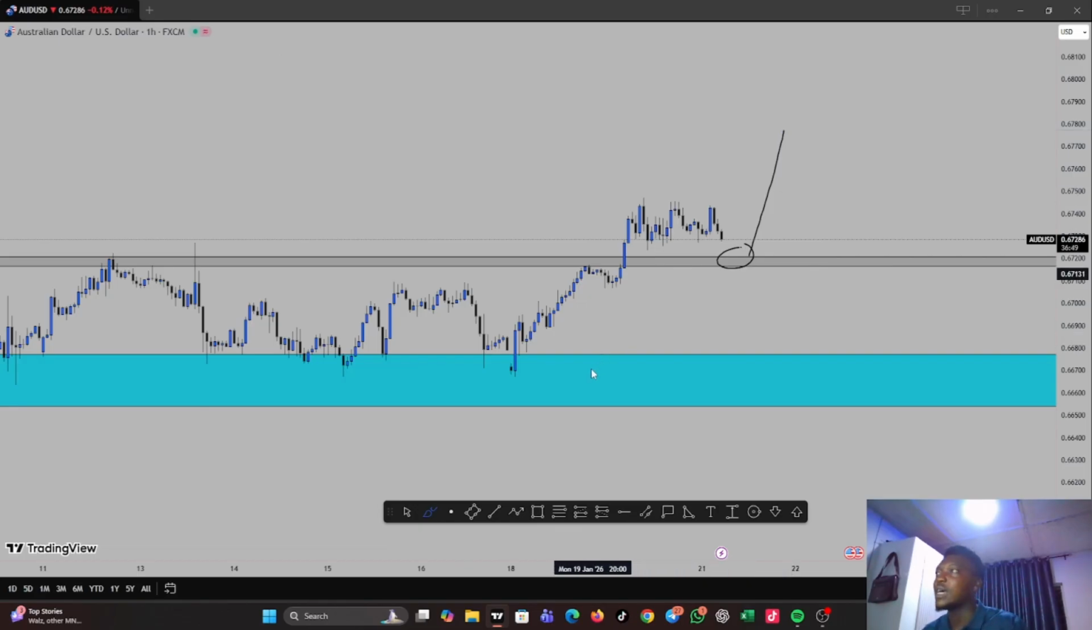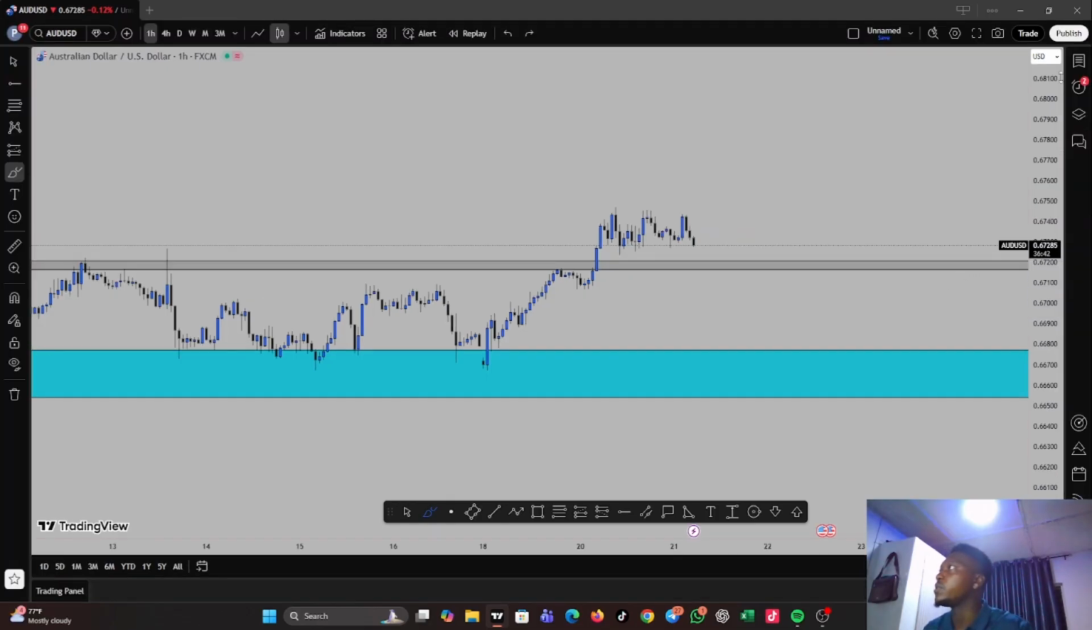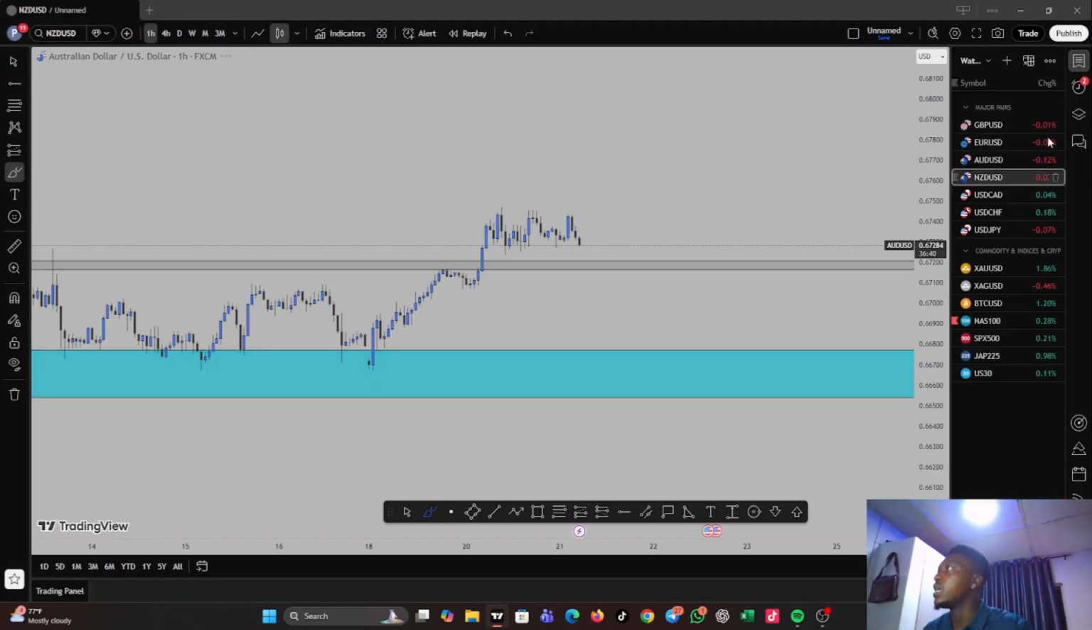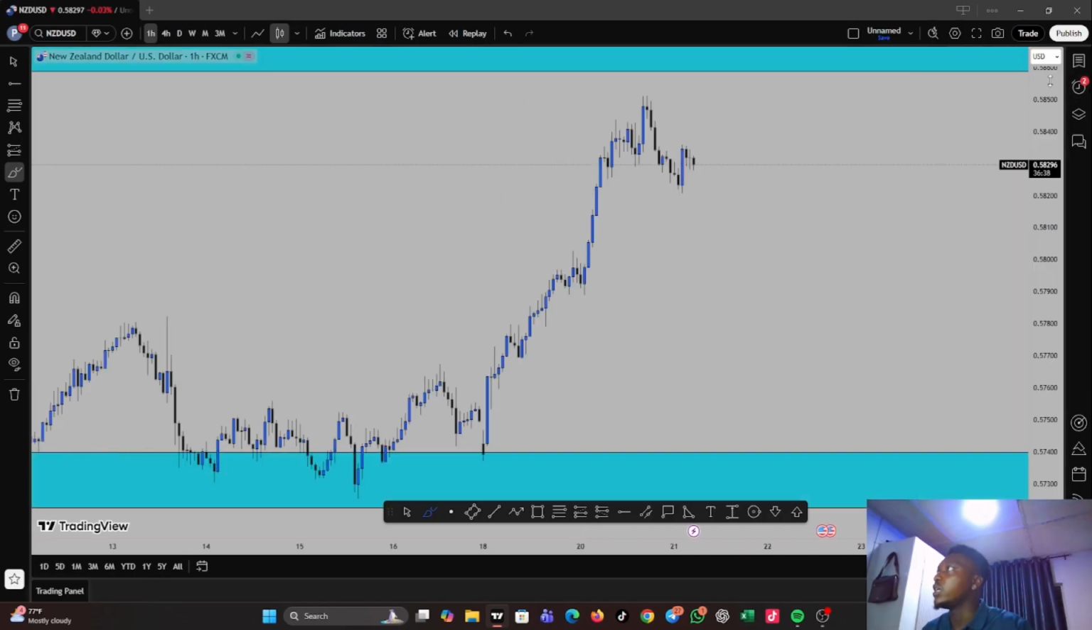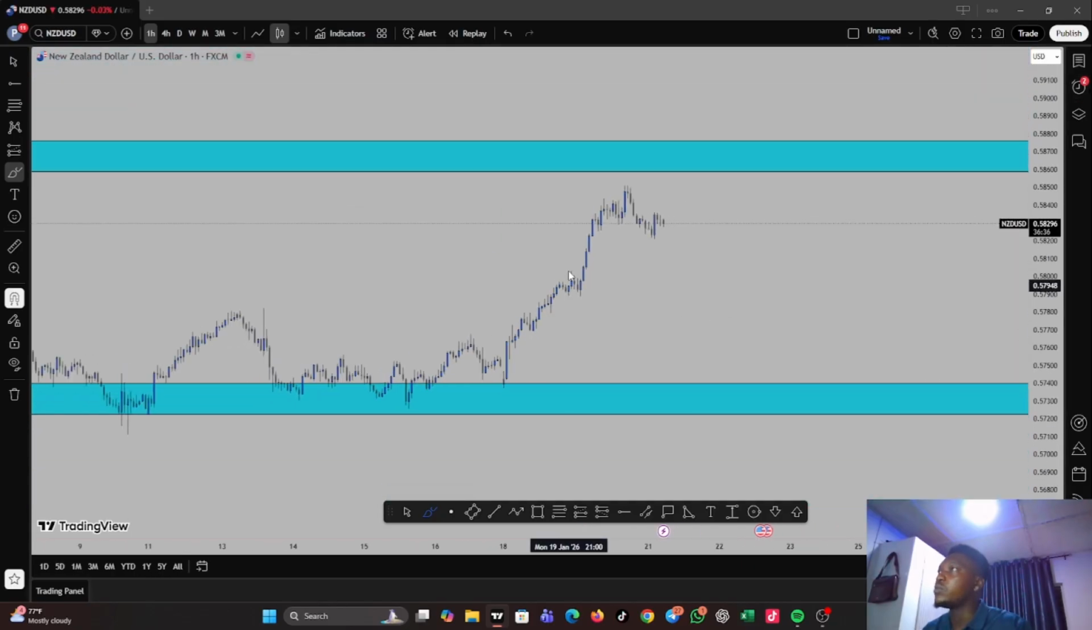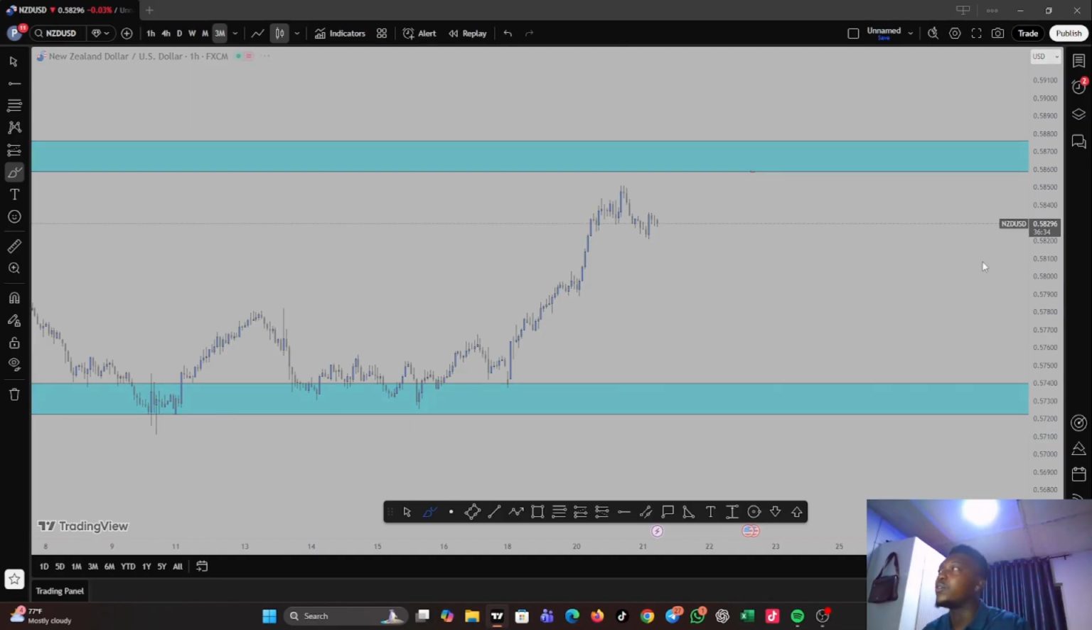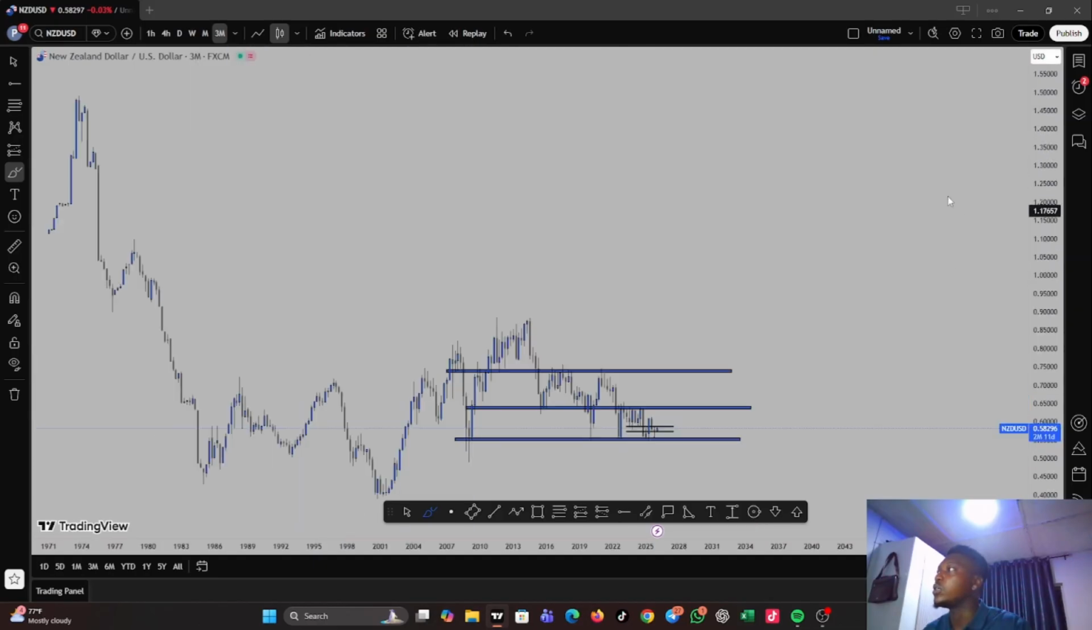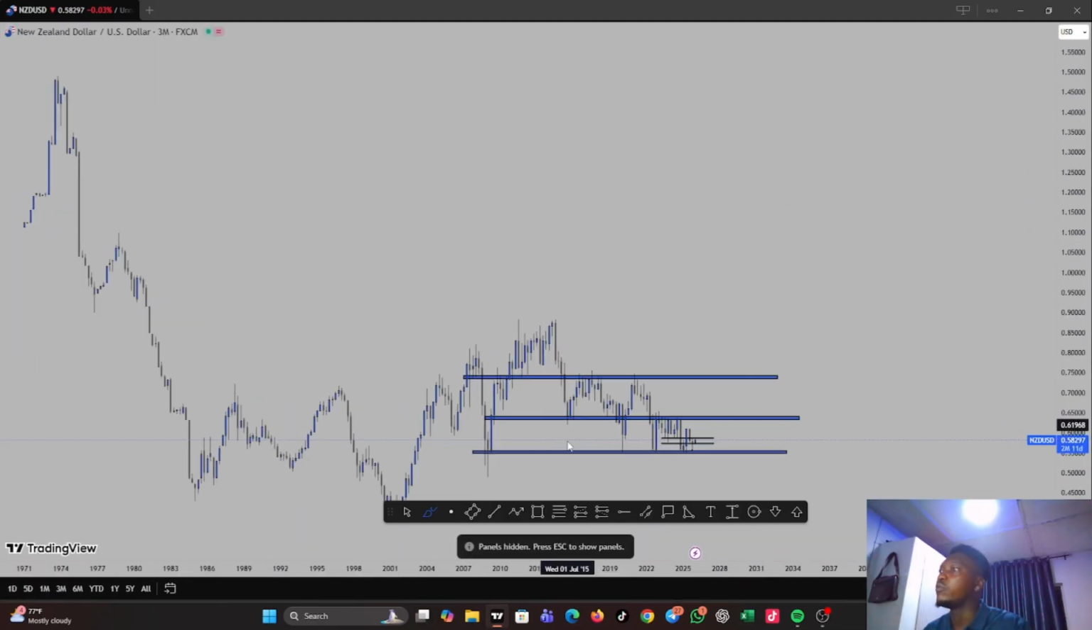So that is what I have as well on AUD USD. So let's move to the next pair. The next pair is NZD USD. You can see the three pairs we've looked at are all showing us the bullish movement.